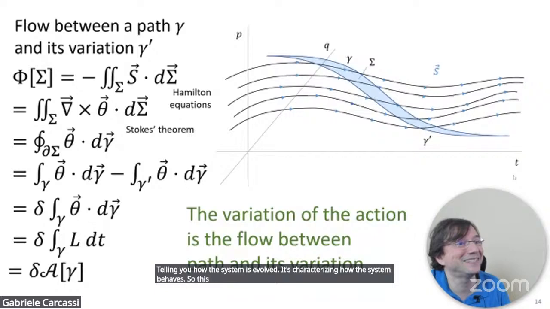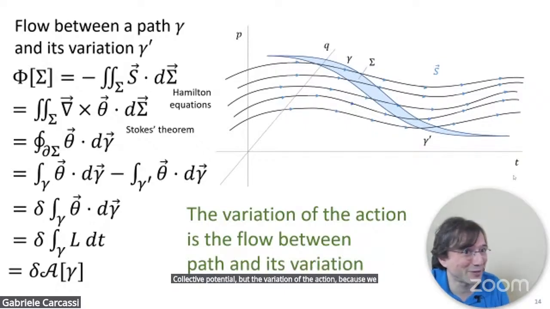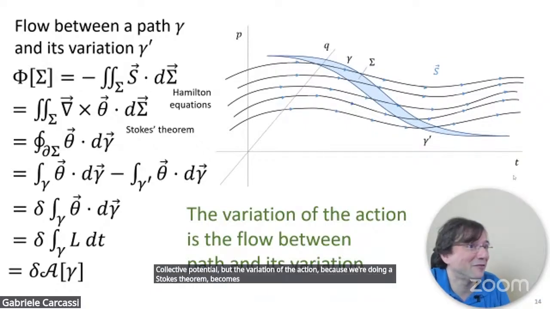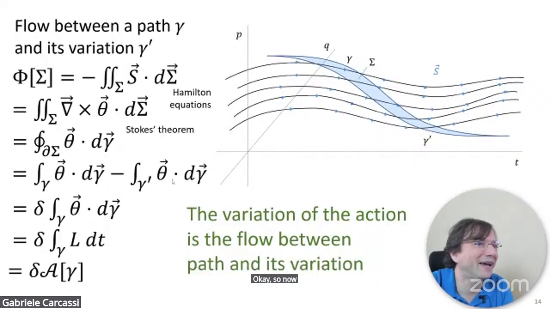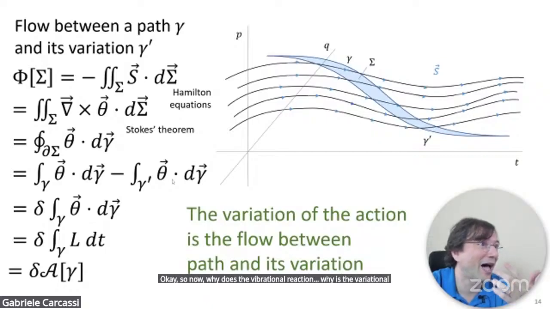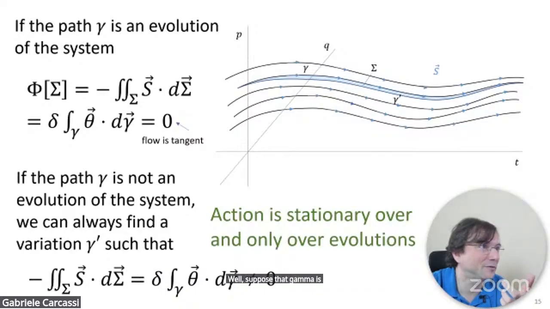So this is the interesting bit: the action itself isn't physical because it comes from a vector potential, but the variation of the action, because we're doing the Stokes theorem, becomes something meaningful and geometrically interesting. Okay, so now why is the variation of the action 0 along an evolution? Well, suppose that gamma is an evolution.